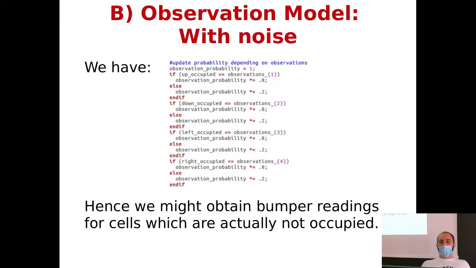So, that's how it's implemented. This is your observation probability. If the cell is actually occupied, you put 0.8, otherwise you put this false 0.2, even if it's not occupied. And so on for all the 4 bumpers: up, down, left, right. You can have these false positive readings, let's say.